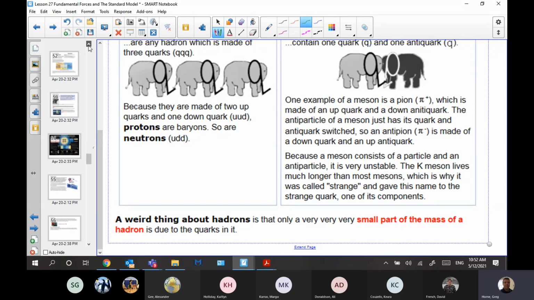What page am I on? Looking for the page that has it highlighted. Screen here. There's a couple pages. There we go.